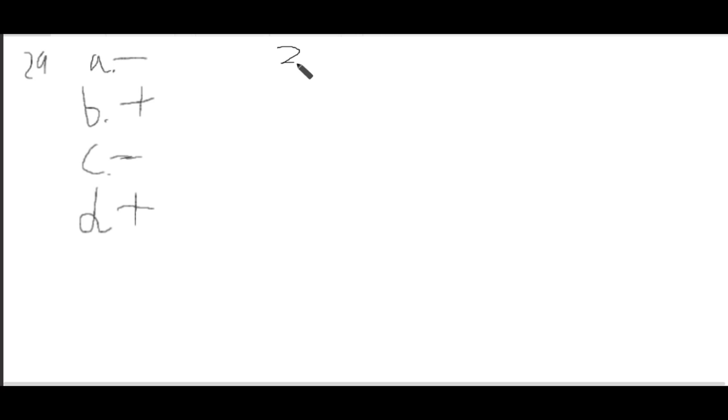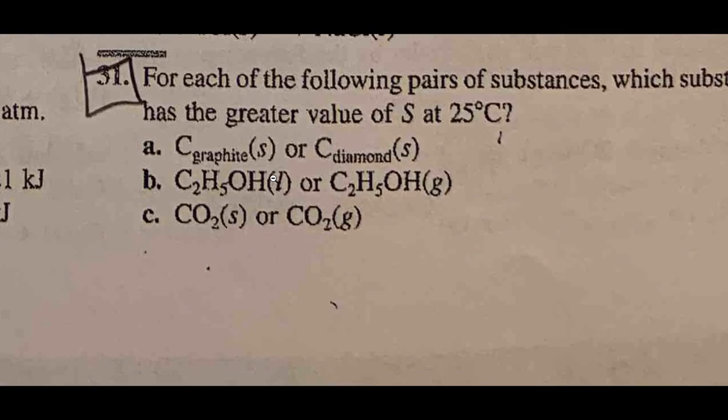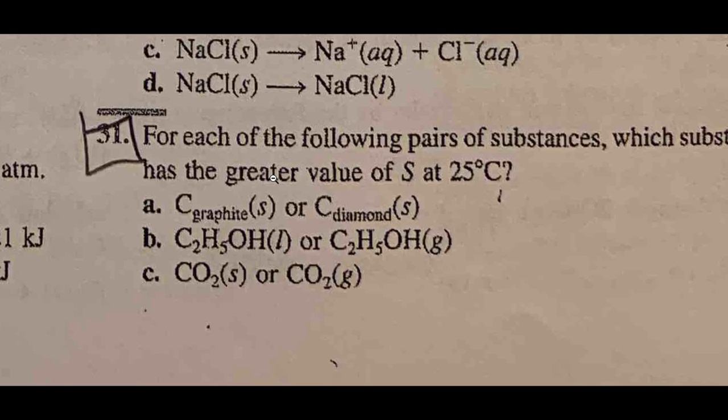And for question 31, it asks us a very similar set of questions. It asks which substance has the greater value of S at this given temperature. Well, they give us graphite and diamond. Both of them are solids. But something important about graphite is it's not a crystalline solid. It's a layered solid. Well, it's probably not amorphous.